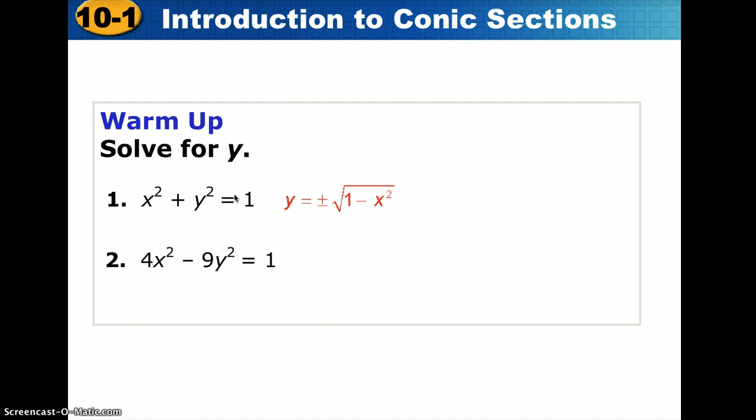The second one, we move the negative 4x squared over to the other side. Then we divide by the negative 9. Then we square root it, and we get plus or minus the square root. Now the 9 had a square root of 4x squared minus 1 over 3.